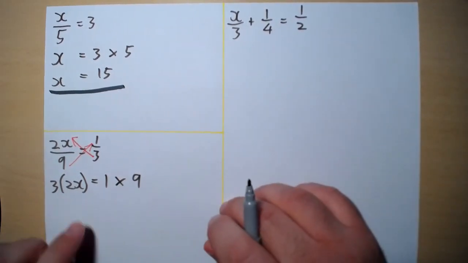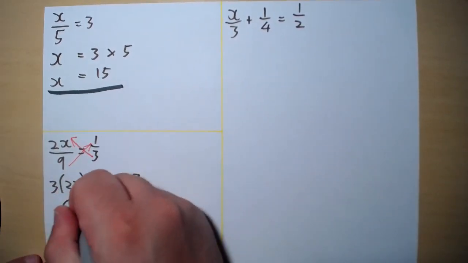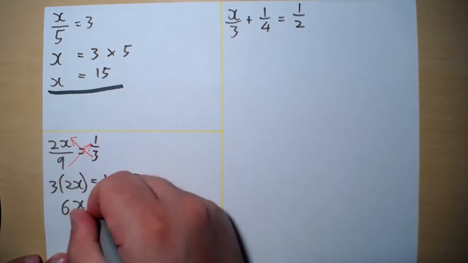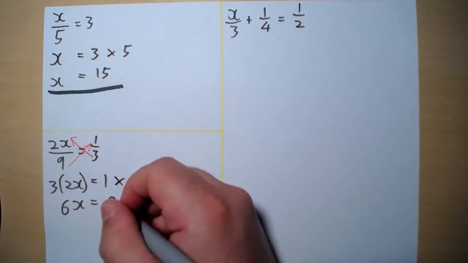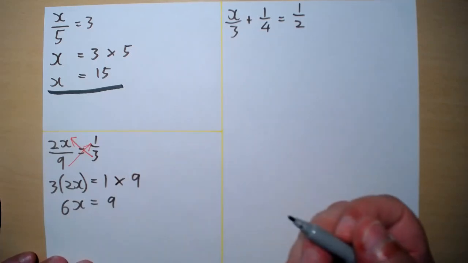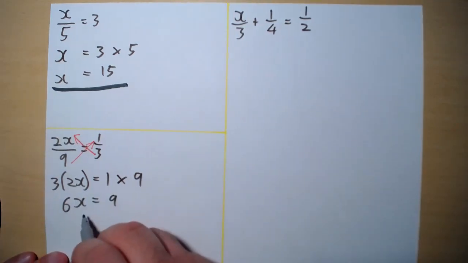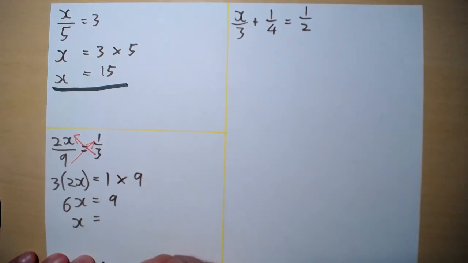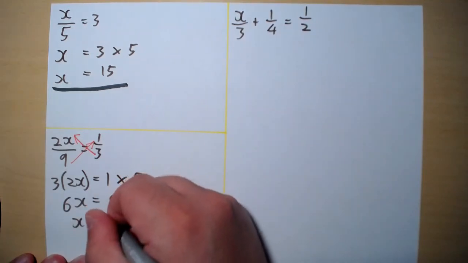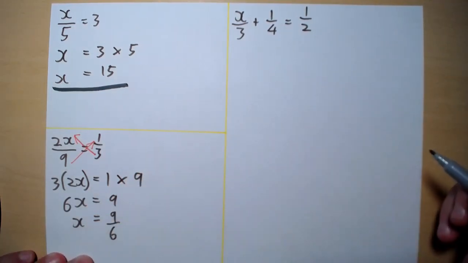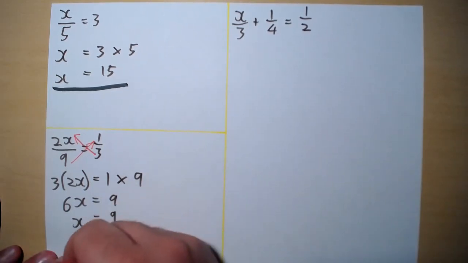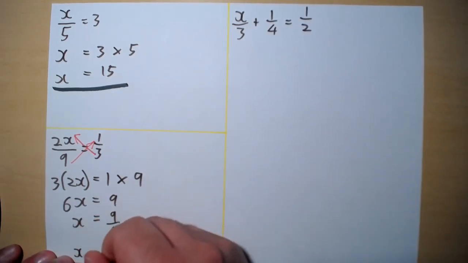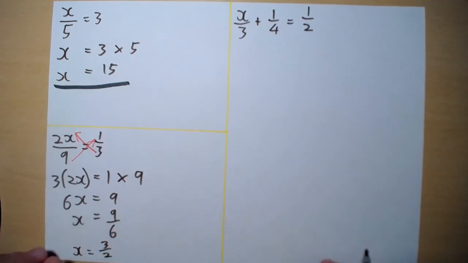If I expand this bracket, we will get 6x equals 9. So now we can say that x is equal to, and in order to get rid of this 6x, we put it on the other side, and we divide by 6. So x is 3 all over 2.